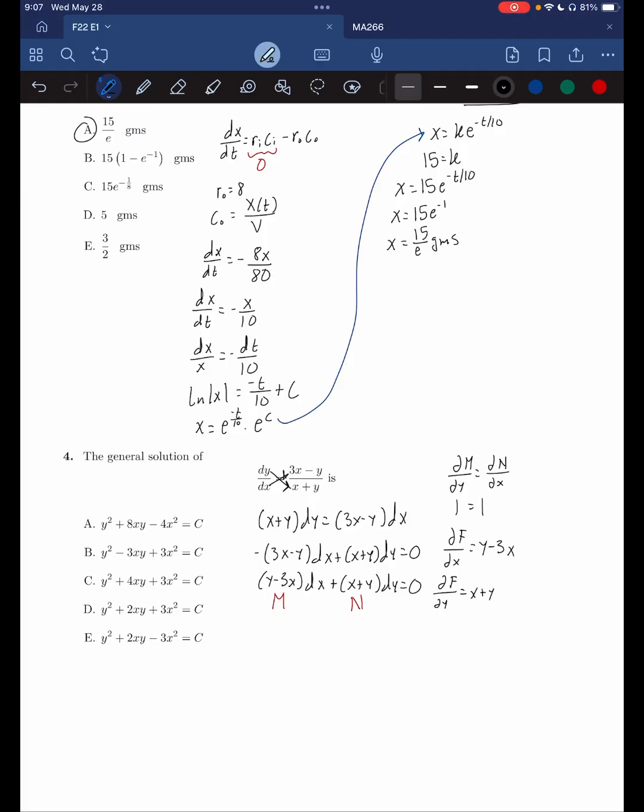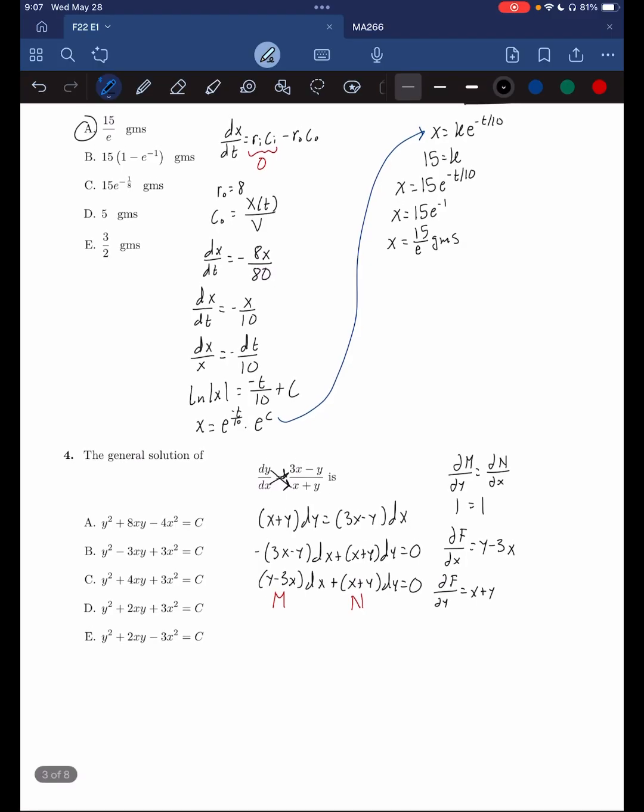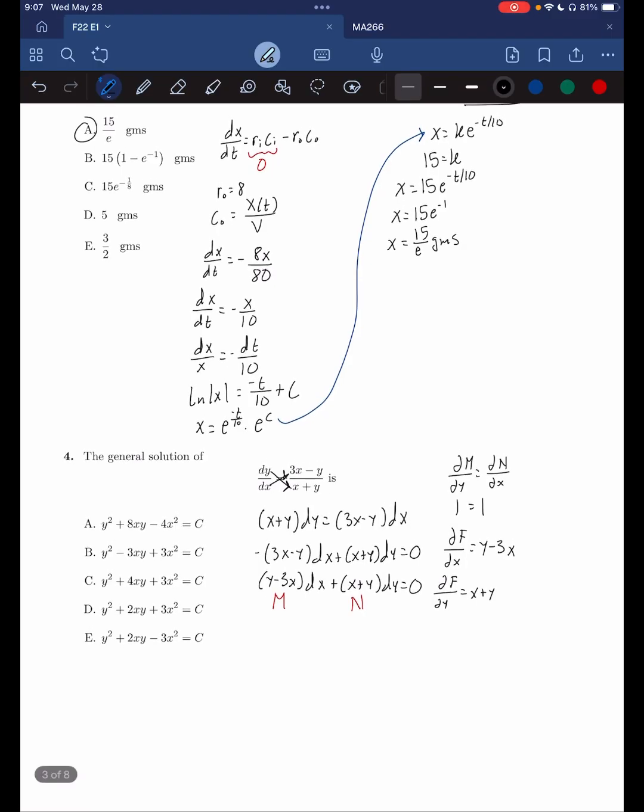X plus y. Okay, so now we have everything written out. Now we just pick one and integrate. It doesn't really matter which one you do, just pick one. So we have, this is a multivariable equation. Your x's and y's are mixed together. F of x, y is equal to the integral of one of these.